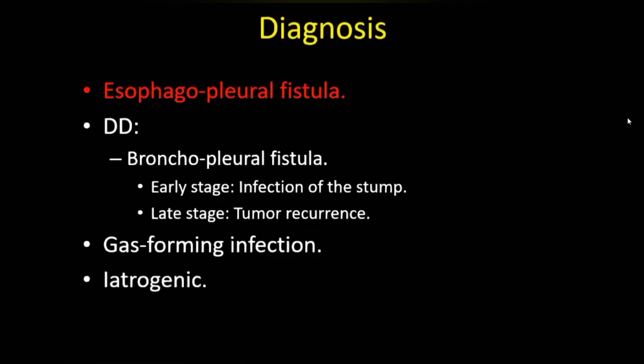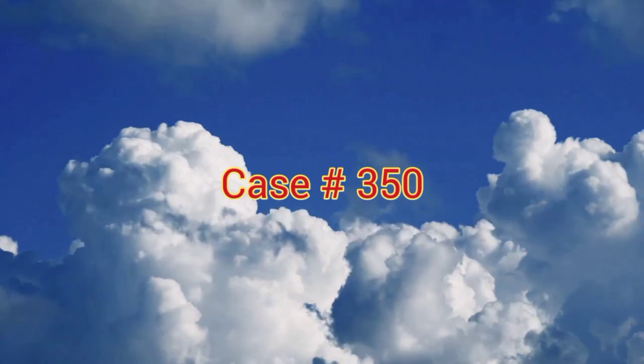In the early stage, you may see bronchopleural fistula after surgery related to infection of the stump. But in the later stages, particularly if the patient was operated for resection of a tumor, then you might consider tumor recurrence as a cause of bronchopleural fistula.